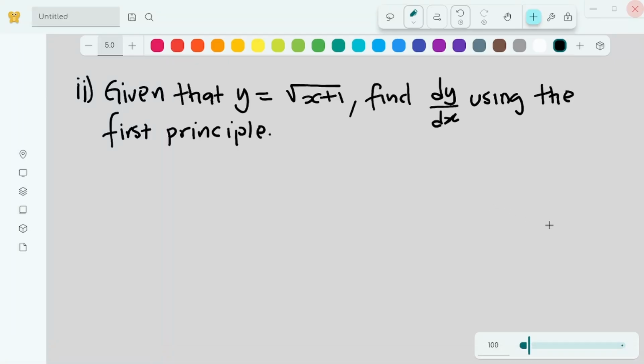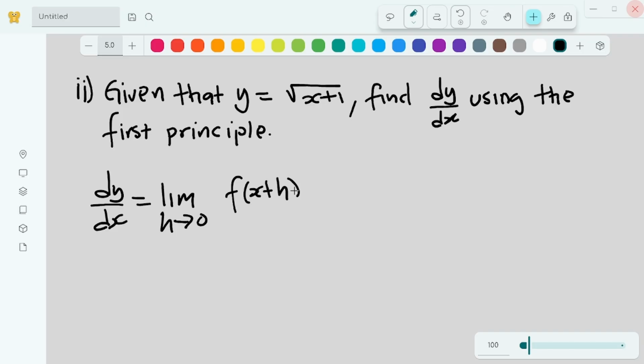So in this example, we're going to find dy/dx using differentiation from first principles. First of all, the definition of the first principle is given by: if you're looking for dy/dx, it will be the limit as h goes to 0 of f(x + h) minus f(x), divided by h.